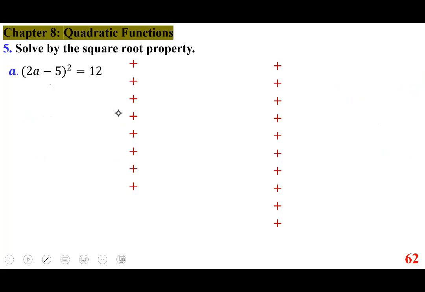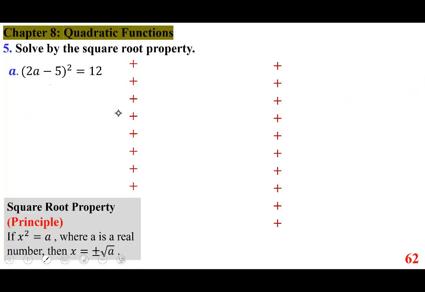Solve using the square root property. What is the square root property or principle? If x squared is a, where a is a real number, then x is plus minus square root of a. Therefore, instead of squaring, simplifying, bringing to the same side, putting it in standard form, let's stick with that because of the format that it's given. Take a root of both sides. This is 2a minus 5. This is plus minus square root of 12.